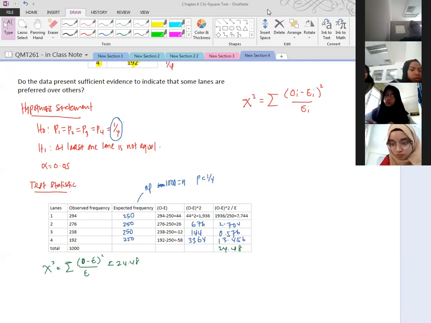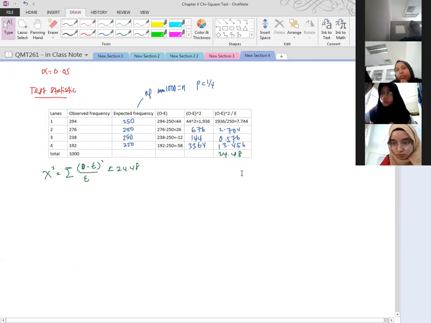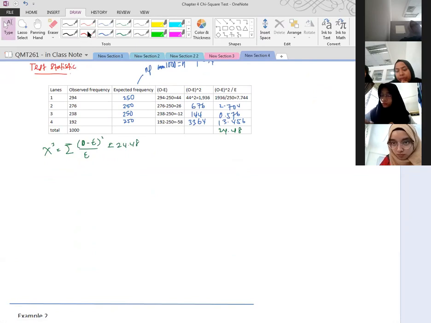So next, the next step is we need to find the critical region.